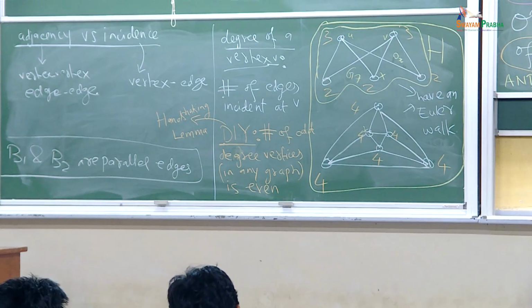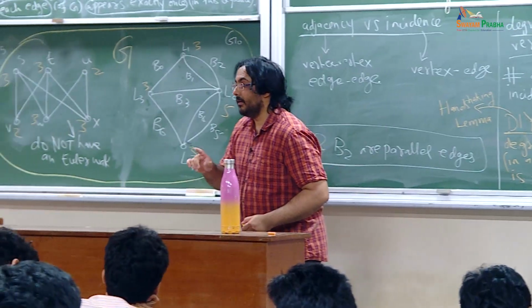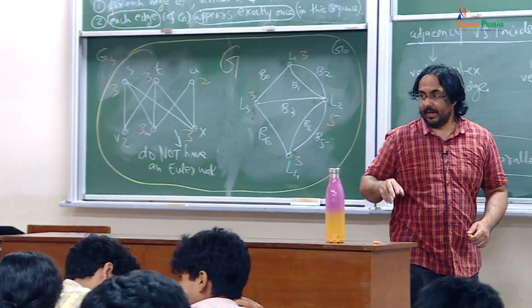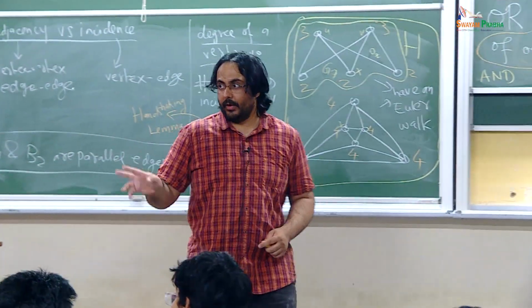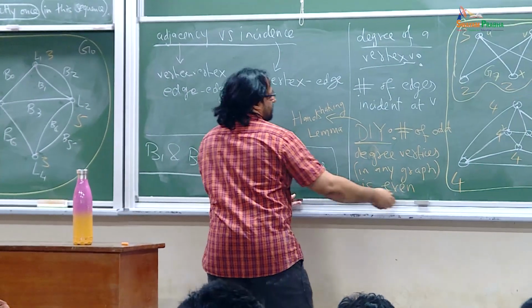Fine. So now let's write down a statement. Sorry? Euler walk. No Euler walk. Yeah, G and H are disconnected. They don't have an Euler walk. Yeah. Okay. So let me write down a statement.